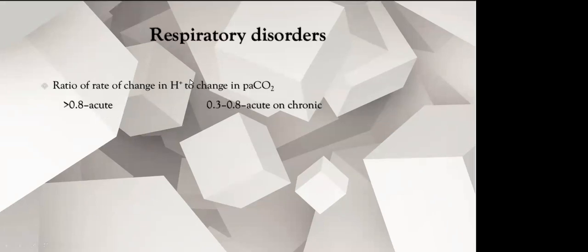We can also find out whether it is an acute or a chronic disorder by looking at the rate of change of H plus ion concentration to the rate of change of partial pressure of carbon dioxide. If it is greater than 0.8, it is an acute presentation, and if it is between 0.3 and 0.8, it is an acute on chronic presentation.